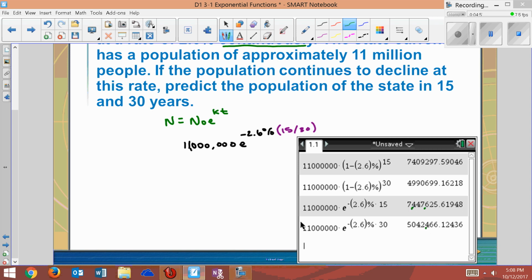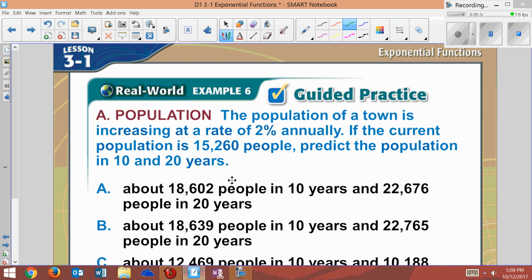So we would have these values here. So 15 years, population is 7.44. That would become 8 million. And 30 years, we would say 5.042 million. So you can see they're larger again than they were at the previous times. And that's just kind of how it works. With the e, it's always a larger value. So now you have these two.